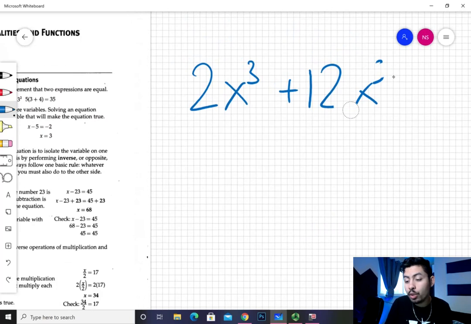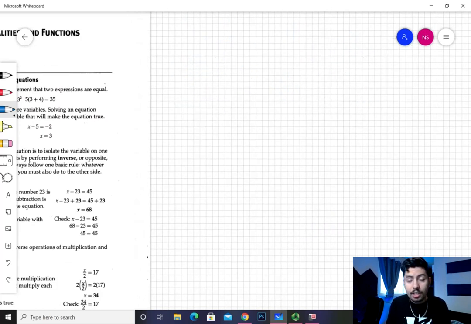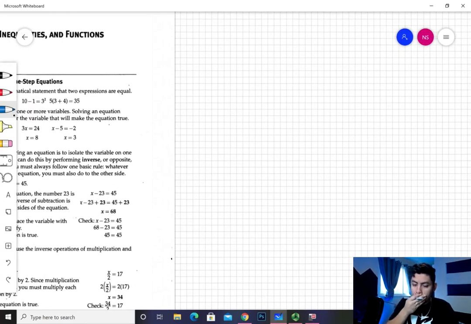When it comes down to equations, there's a value for x. You are going to solve for an actual answer. You're actually going to get a whole number or decimal or fraction, whatever it is, a number for your final answer. So that's how equations differ from the expressions or polynomials we did prior to equations.